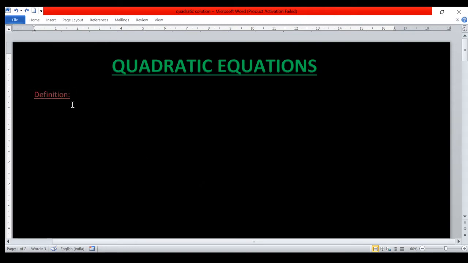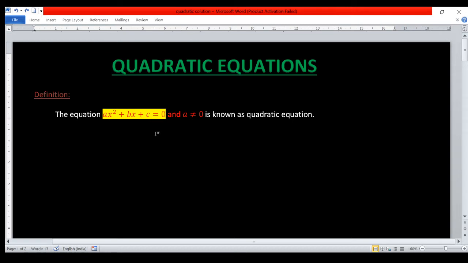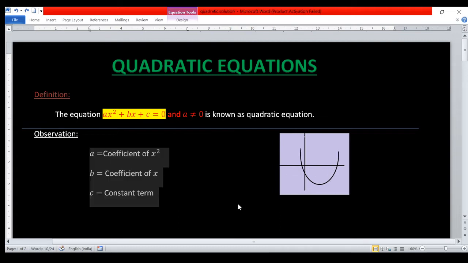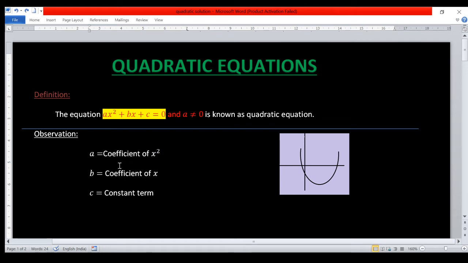The equation ax square plus bx plus c equal to 0 and a not equal to 0 is known as quadratic equation. We have some observations over this equation. First, the graph of the quadratic equation is always a curve, and the names of these letters a, b, c are called coefficient of x square, coefficient of x, and constant term, that we know.